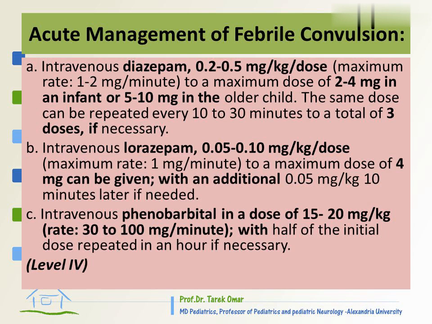B. Intravenous lorazepam, 0.05 to 0.10 mg/kg/dose, maximum rate, 1 mg/minute, to a maximum dose of 4 mg, with an additional 0.05 mg/kg 10 minutes later if needed. C. Intravenous phenobarbital in a dose of 15-20 mg/kg, rate, 30 to 100 mg/minute, with half of the initial dose repeated in an hour if necessary.